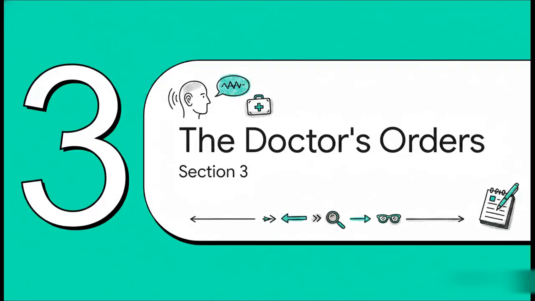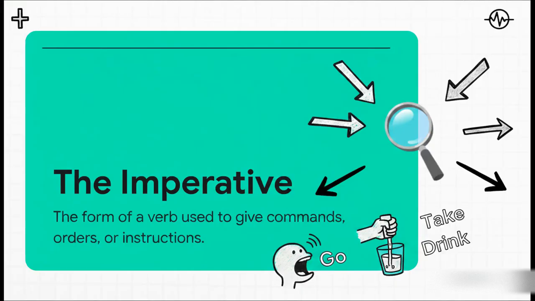Okay, mission accomplished. You've explained the problem perfectly. Now the tables turn, the doctor starts talking, and you need to understand their instructions. This brings us to our second really important grammar tool. We're talking about something called the imperative. I know, it sounds super technical, but all it really is the grammar you use for giving commands. Every time a doctor says something like, take this pill, or drink more water, that's the imperative in action. It's just the language of instructions.